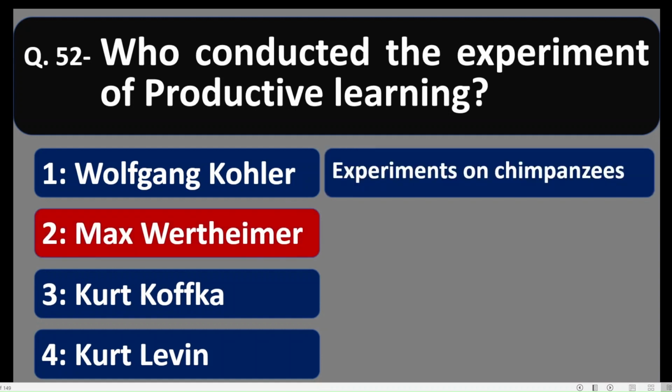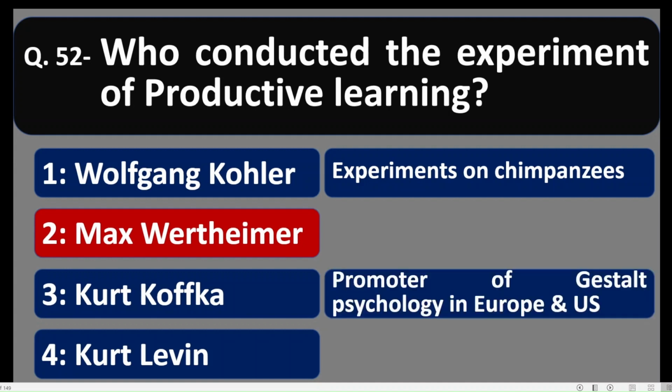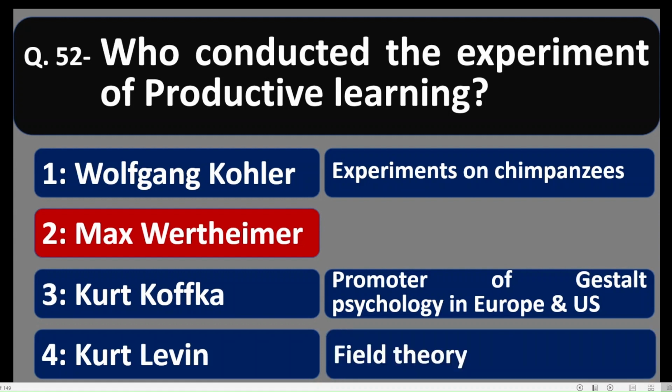Wolfgang Kohler has conducted experiments on chimpanzees. Kurt Koffka was the promoter of Gestalt psychology in Europe and US, and Kurt Lewin has developed field theory.